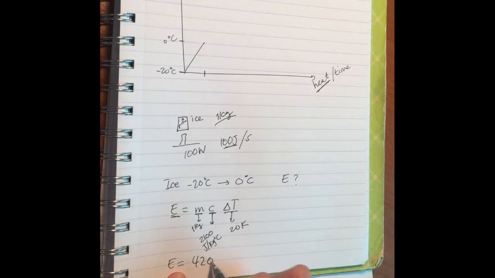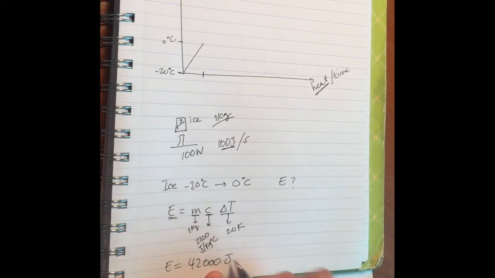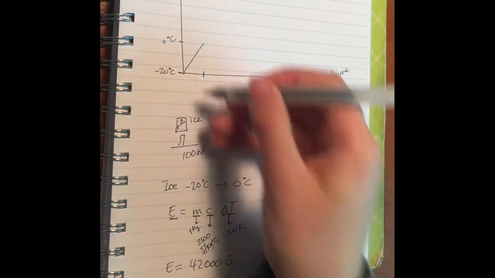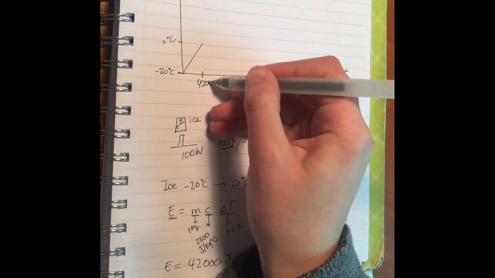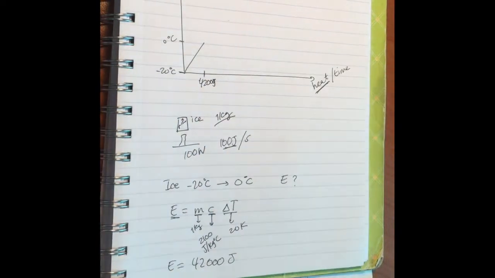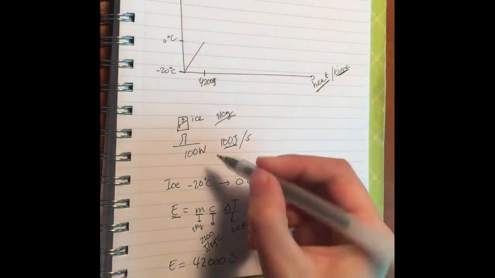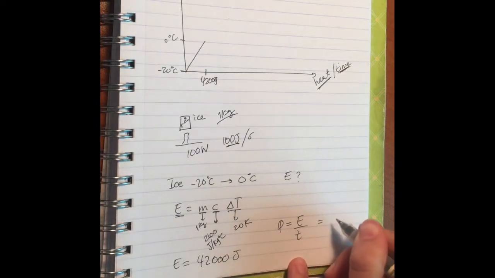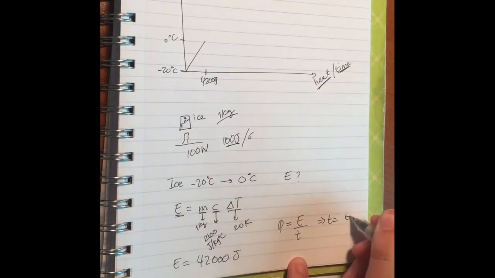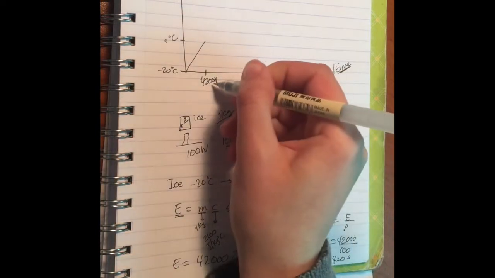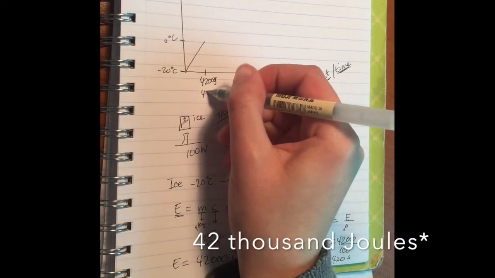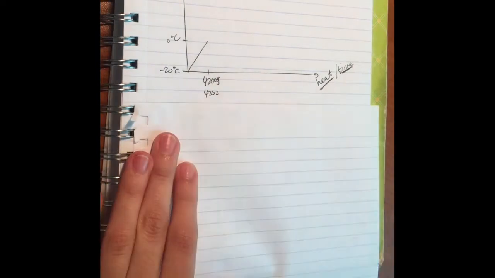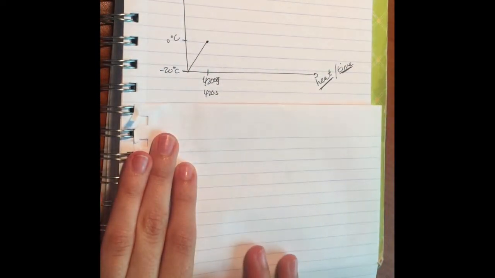So you need 42,000 joules. So you have 42,000 joules here. Or if you want the time instead, you have power equals energy over time. So time is equal to energy over power, which is 420 seconds. So you either have 42,000 joules or 420 seconds if you have the time. It's the same thing.